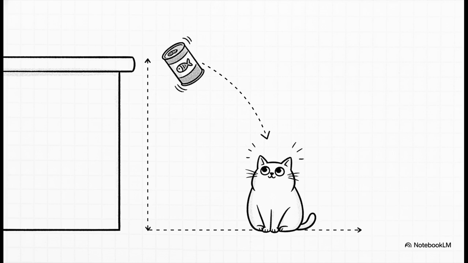Luckily, the cat is totally fine, but to find the speed the can left the counter, you just divide and conquer. You use the vertical distance of 0.95 meters, starting with 0 initial vertical velocity, to find the exact time it spent falling. Then you simply take that time, plug it into the horizontal side of the equation with the 1.3 meter distance, and calculate the constant horizontal speed. So a seemingly chaotic kitchen accident is perfectly explained just by treating 2D kinematics as 2 simultaneous 1D problems.